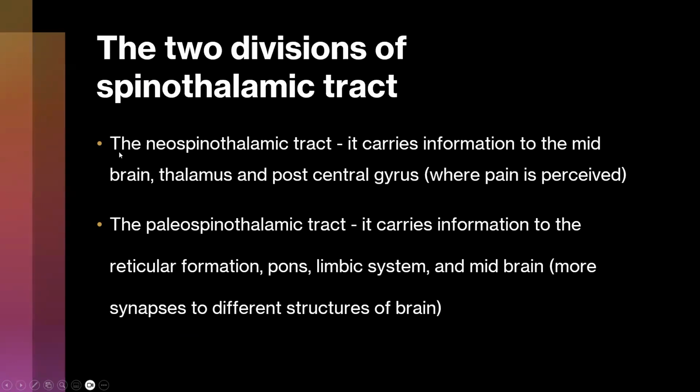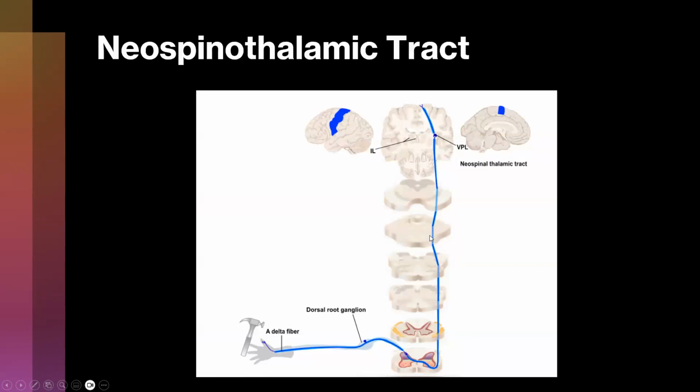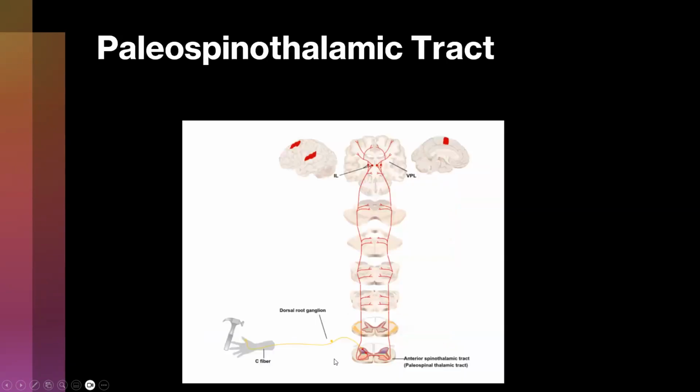The neospinothalamic tract carries information to the midbrain, thalamus, and postcentral gyrus, where the pain is perceived. And the paleospinothalamic tract carries information to the reticular formation, pons, limbic system, and midbrain. More synapses to different structures of the brain are being made over there. So this is the neospinothalamic tract, and this is the paleospinothalamic tract.